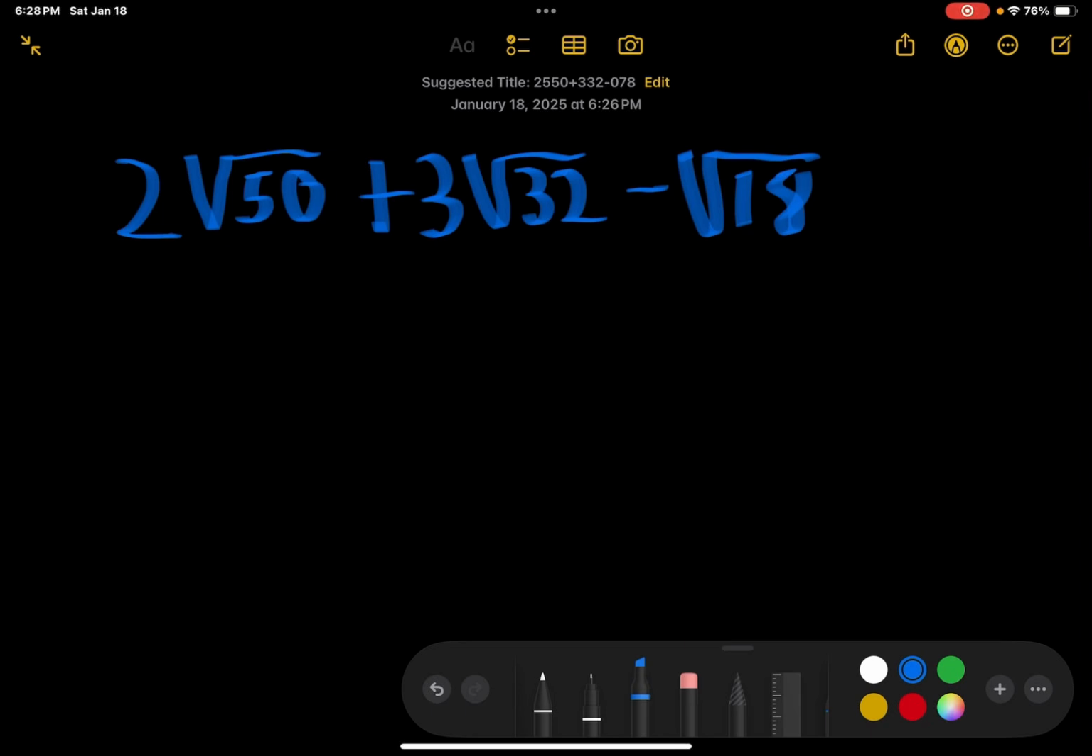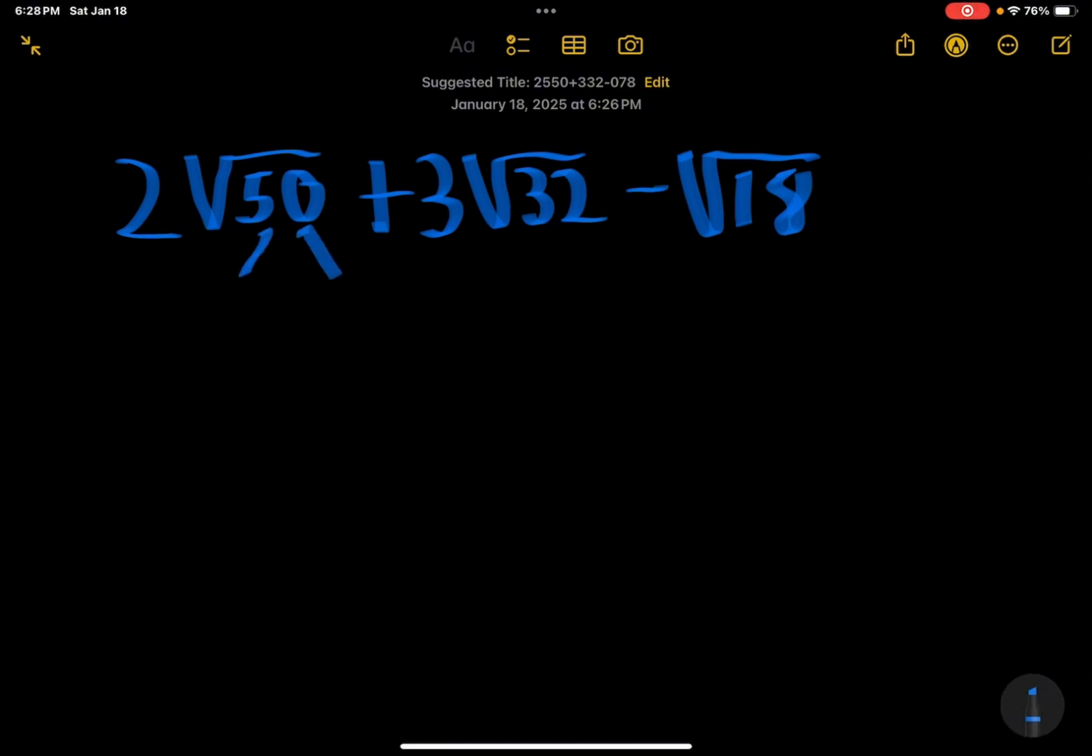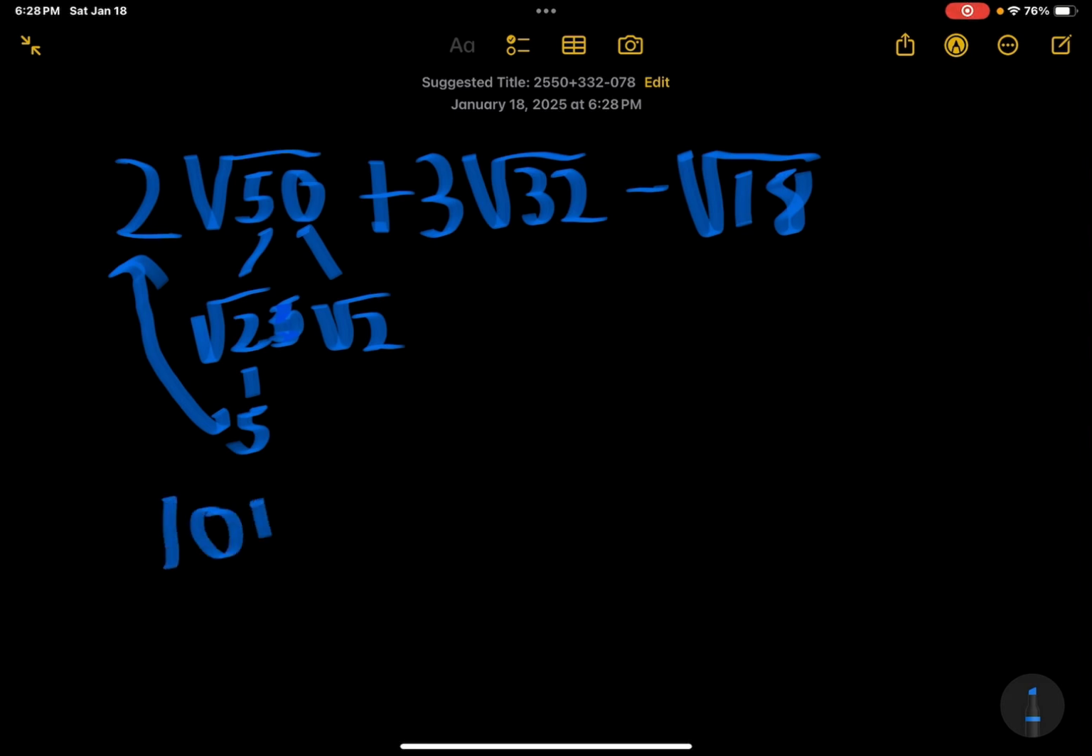But here we go. So let's start off with simplifying all the radicals, simplifying the radicals as much as possible. So we're gonna go square root 25 times 2 equals 50. So we're gonna go square root 25 times square root 2. And the square root of 25 is 5. And then 5 times 2 is 10. So that leaves us with 10 square root 2.